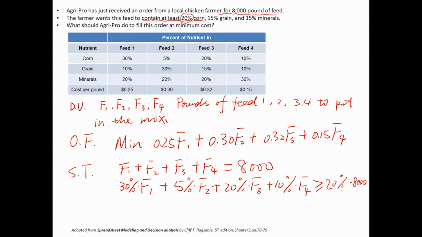Now you can do the same for the grain and the minerals. I'll ask you to do that first, and then we'll talk about it.